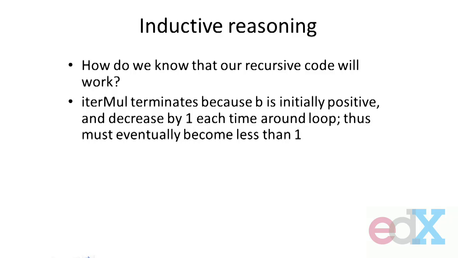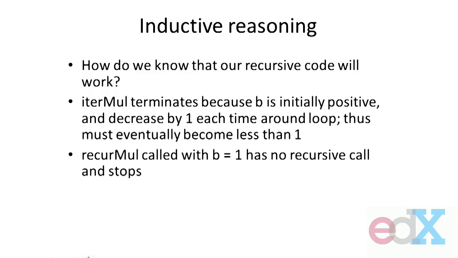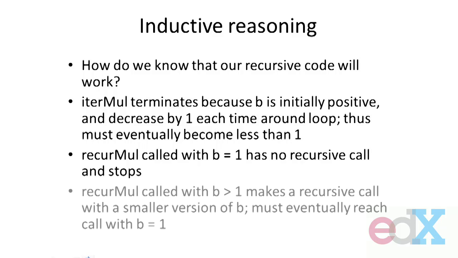We can actually reason about it in a similar way. We know that recursive mul, if it's called with b as the value of 1, stops, because there's no additional work to do. The code simply said return a value, so we know it stops, and we also know it gives us back the right value. What else do we know? Well, we know from our code that if we call recursive mul with an integer bigger than 1 as a value of b, it makes a recursive call with a slightly smaller version, in fact, b minus 1.